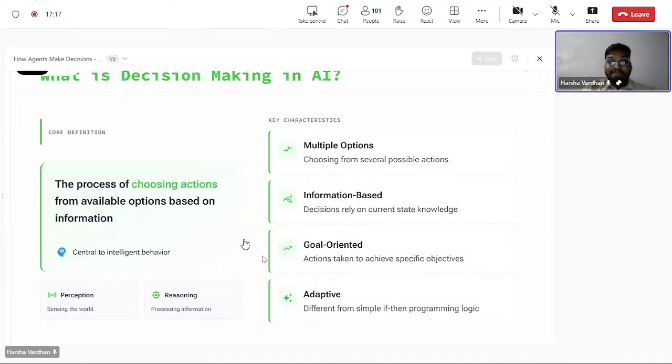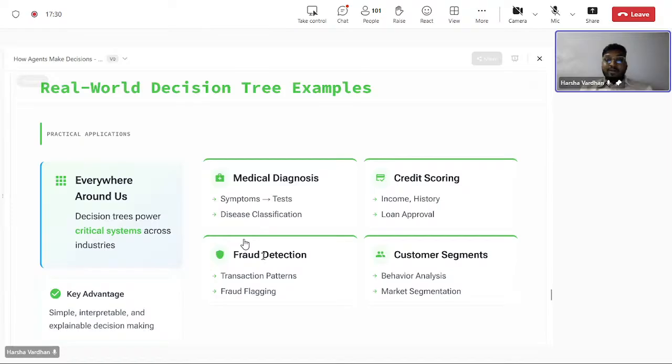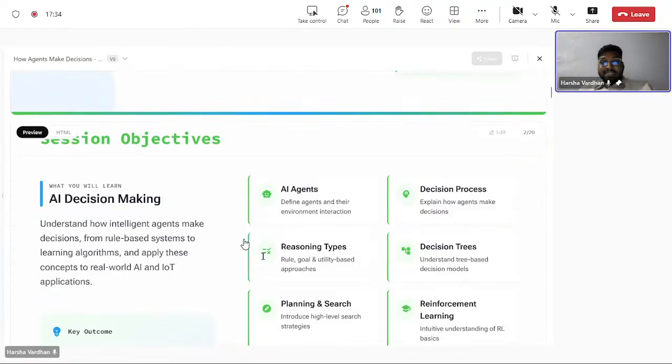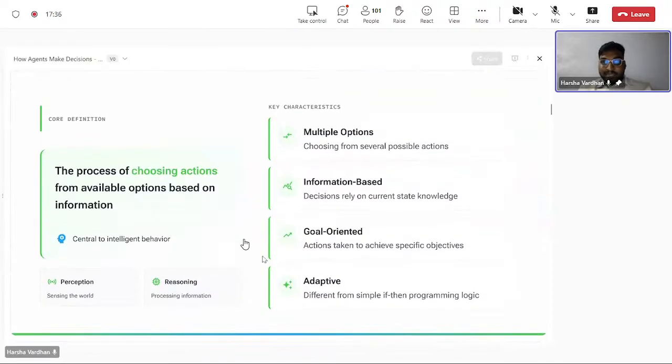Our agent is similar to it, and the key characteristics are, firstly, that it has multiple options to choose from, which are the actions that it can perform. Let's say I ask an agent to make a research paper for me. I'm sorry that my PPT is just scrolling down. Give me a minute, I'll fix it.